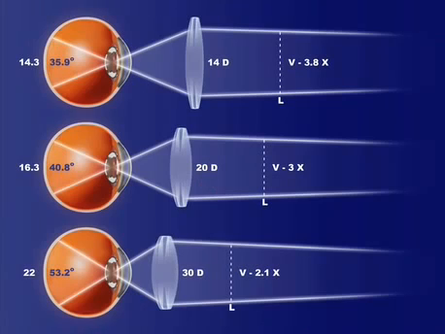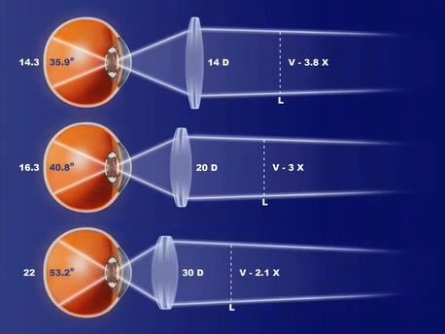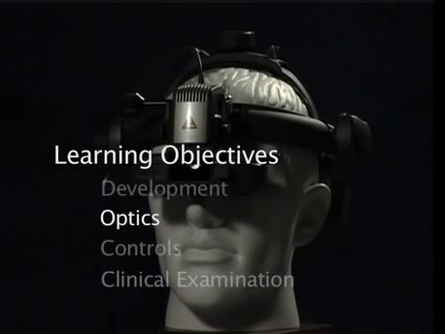The condensing lens most commonly used is the +20 diopter, although lenses ranging from 14 diopters to 30 diopters are also used. The field of view is directly proportional to the power of the condensing lens. The +20 lens provides about a 40-degree field of view with a magnification of around 3 times. So with the optics of the instrument more clearly understood, we'll now move on to explain its controls.